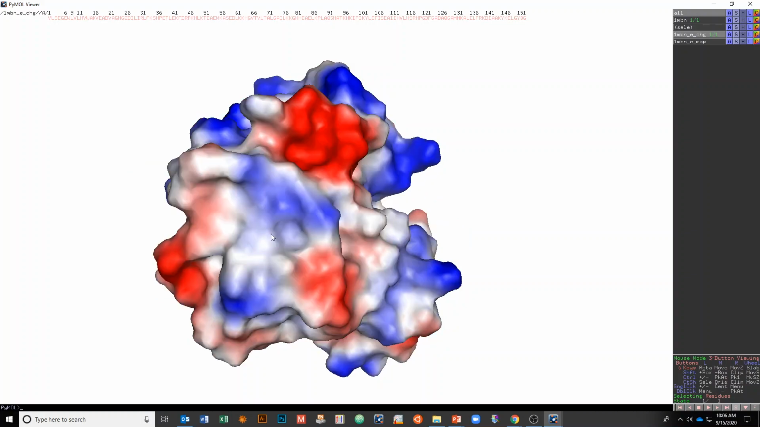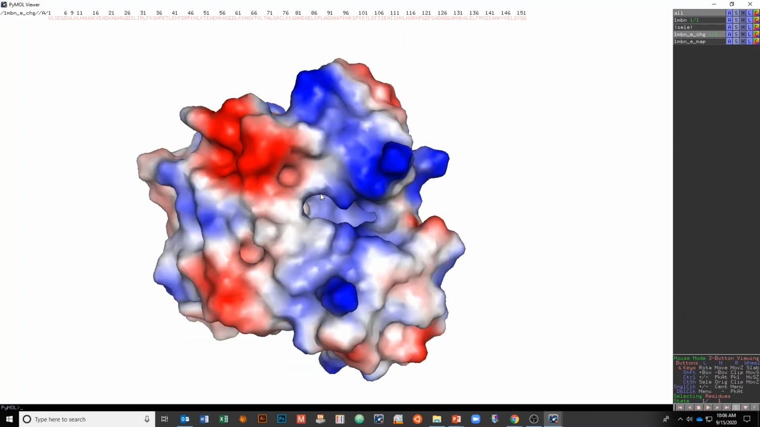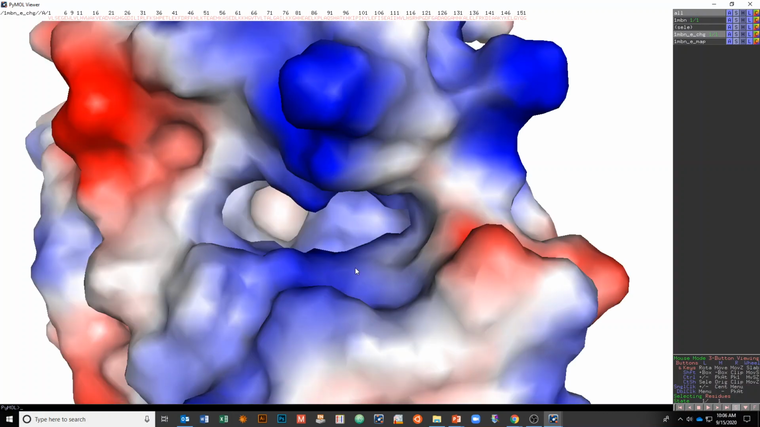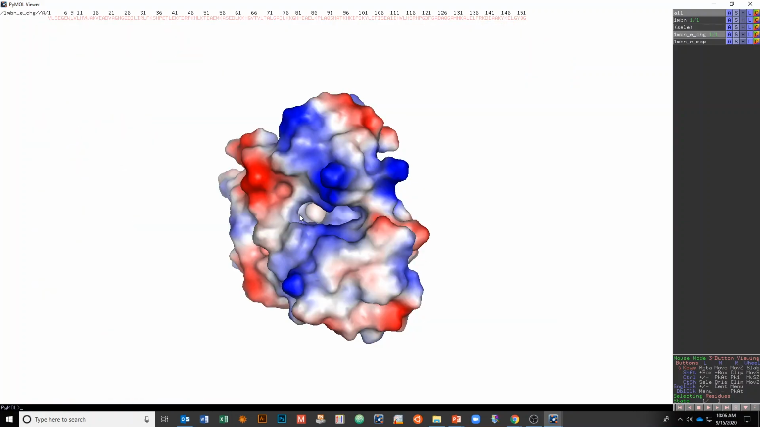So if I turn this around, you'll see there's a lot of charge on the surface of this protein, but if I zoom in here to where that heme group is, it becomes more whitish. That white tells you something about the charge. It's nonpolar in nature, so the interior here is largely nonpolar. All right, so this was a view of myoglobin.